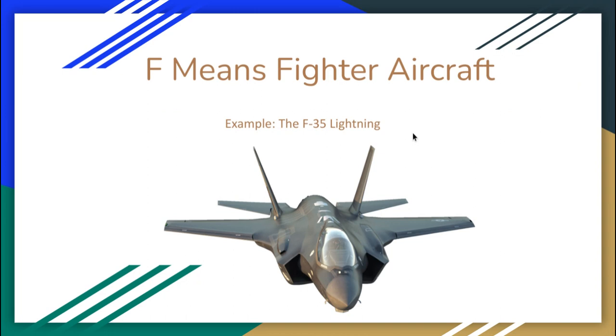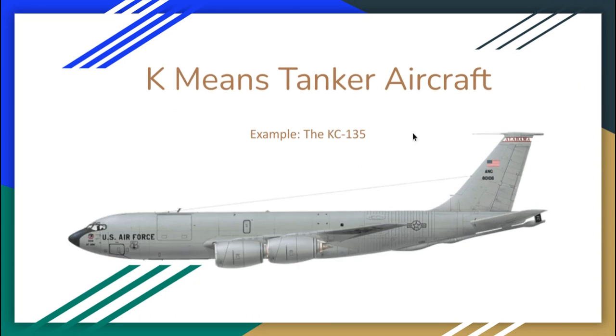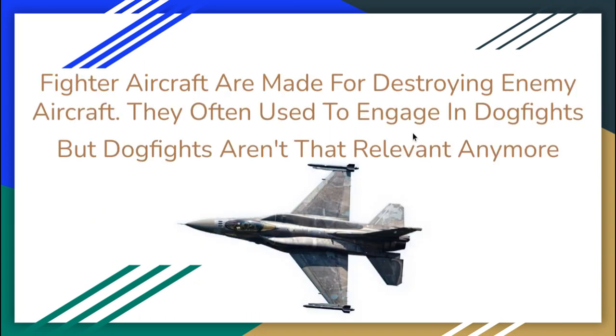F means fighter aircraft. My example is the F-35 Lightning. Fighter aircraft are made for destroying enemy aircraft. They often used to engage in dogfights, but dogfights aren't that relevant anymore. Dogfights are basically two planes going at it with each other, trying to destroy the other one. And usually what fighters do now, they'll go stealthy and try to get the first hit on the other plane, and use missiles and stuff from long range and their stealth capabilities.